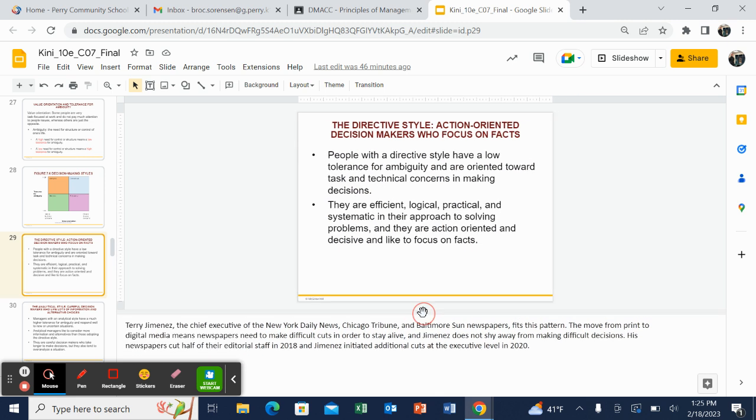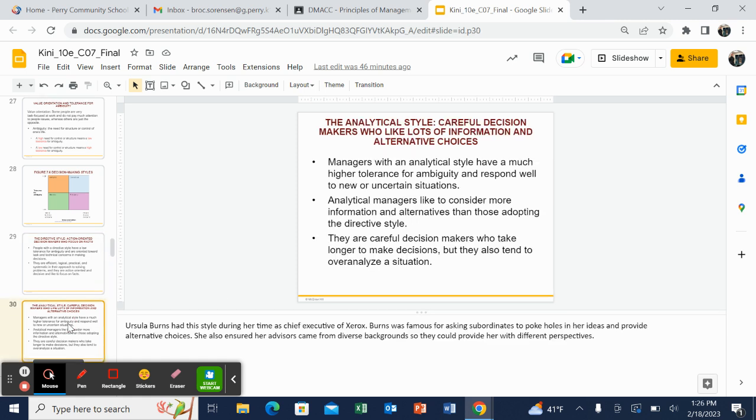So one example in the book does a really great job of providing some examples. But Terry Jimenez, he's the CEO of the New York Daily News, Chicago Tribune, Baltimore Sun newspaper. So he fits this pattern in this example. The move from print to digital media means newspapers need to make difficult cuts in order to stay alive. And Jimenez does not shy away from making difficult decisions. His newspapers cut their editorial staff in half in 2018, and he initiated additional cuts at the executive level in 2020. So that would be an example of a directive style of manager, focusing on facts.